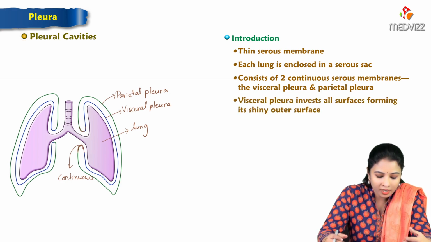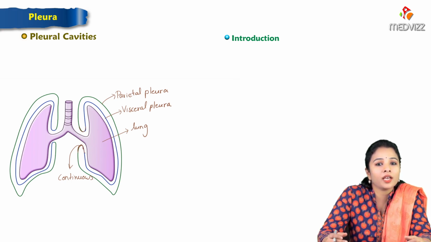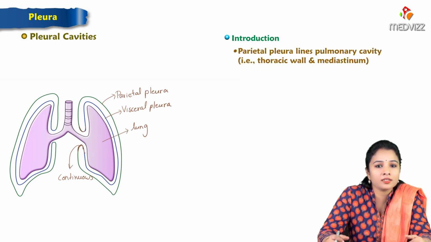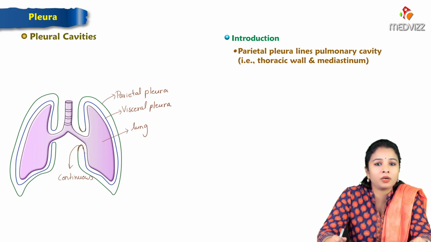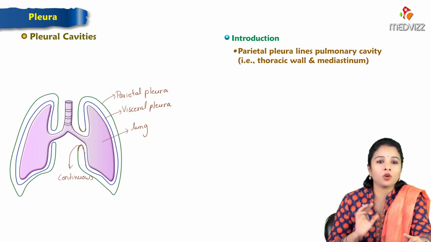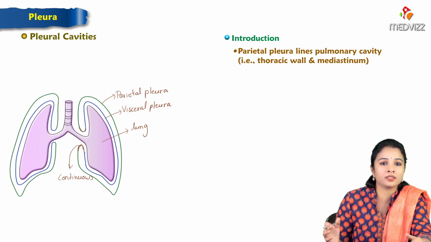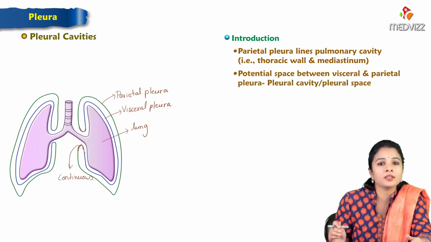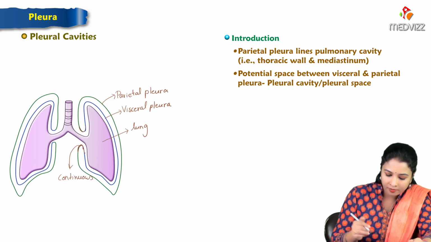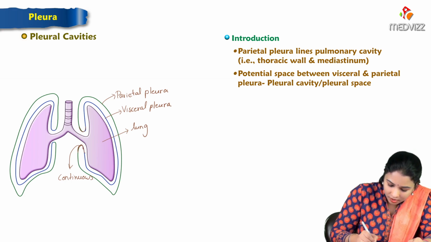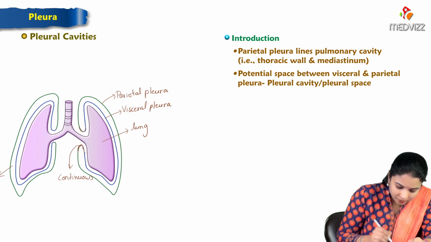The visceral pleura invests all the surfaces of the lungs, forming a shiny outer surface, whereas the parietal pleura lines the pulmonary cavity. It is along the thoracic wall and the mediastinum. The potential space between the visceral and the parietal pleura is called the pleural cavity or pleural space. You can see the cavity here between these two layers.